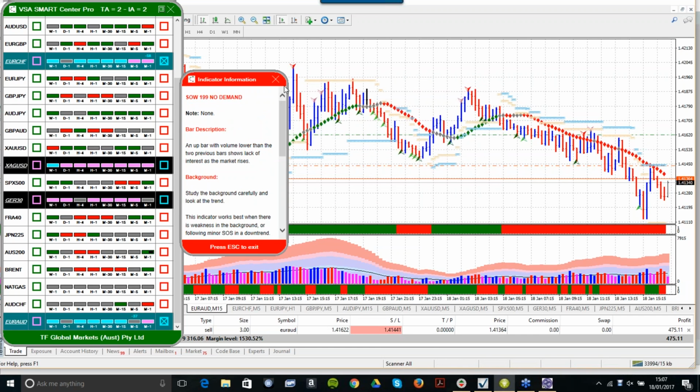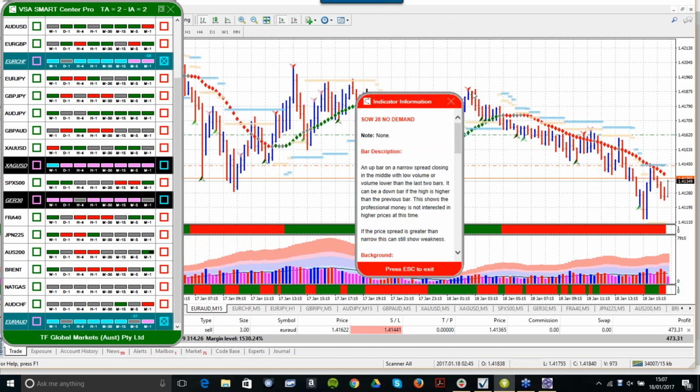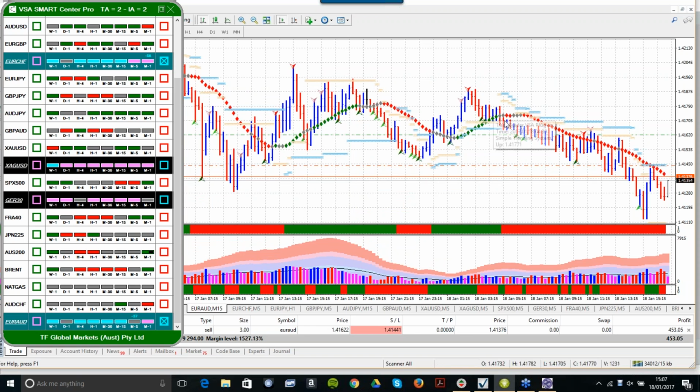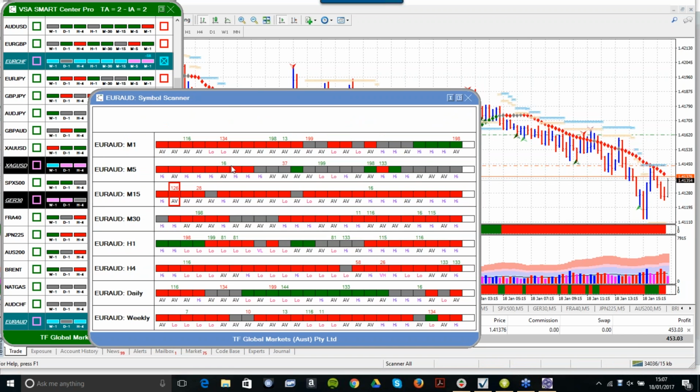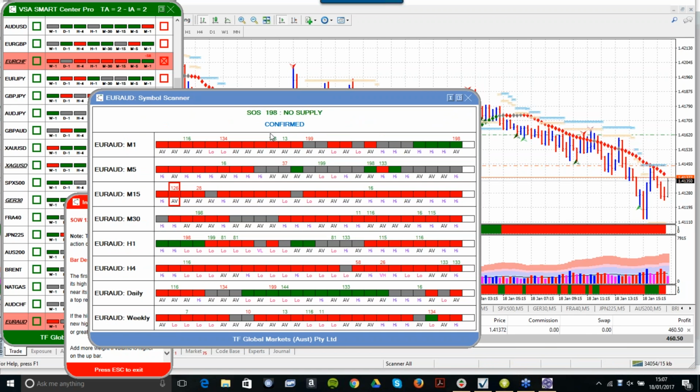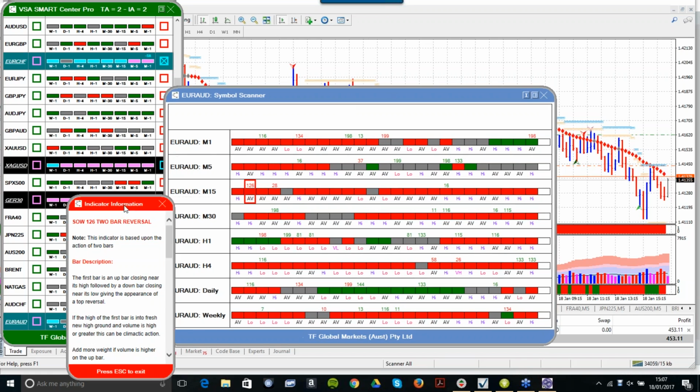It tells me that there's no interest in higher prices, no demand. And over here, no interest in higher prices. And so here we decided to look for short trades. Now, if I bring up the scanner, this is the alert that came in. But I want you to notice this, because that was the reason that I looked for short trades in this instrument. This is what we call a 2-bar reversal.